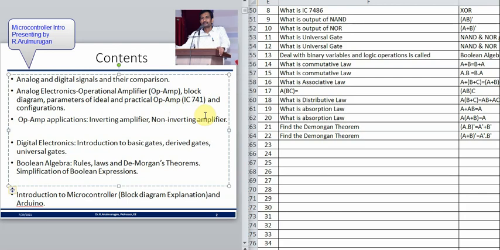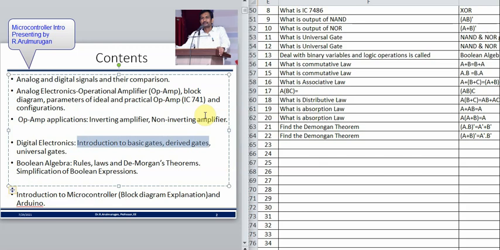Digital electronics: CPU, central processing unit. Inside that is the motherboard. The motherboard means it is made of ICs, integrated circuits. How the integrated circuit operates is based on those ICs. How do ICs work? The basic gates and derived gates. Basic gates are the AND gate, OR gate, and NOT gate.